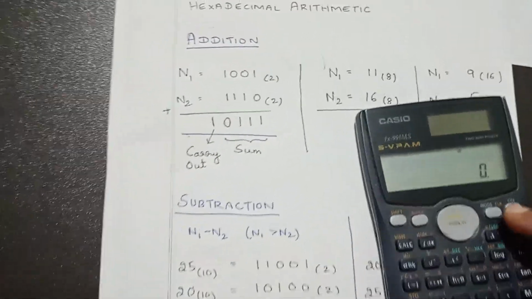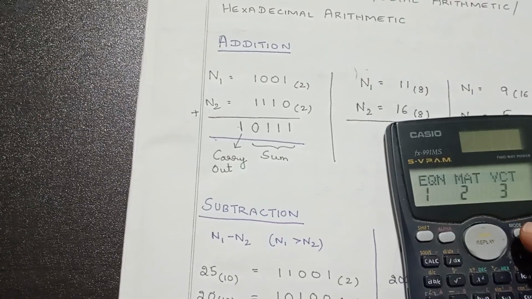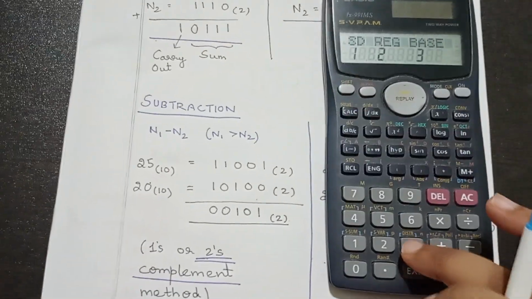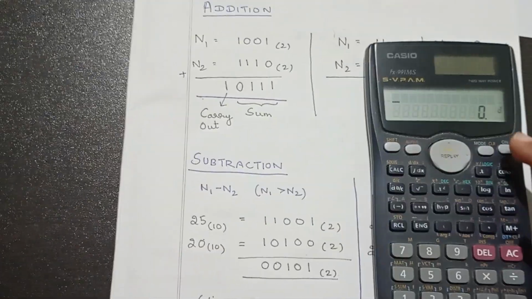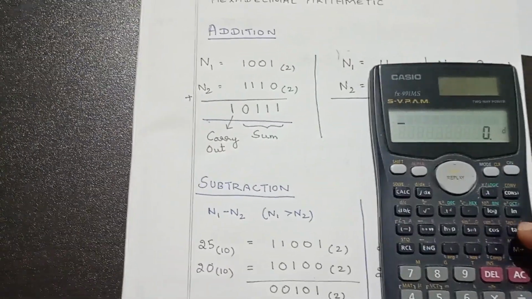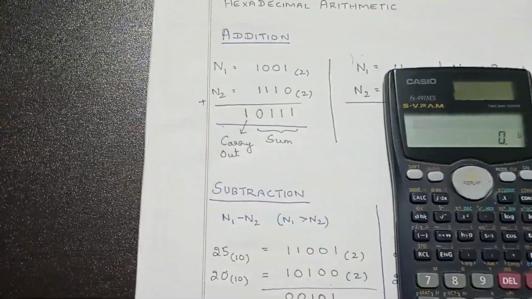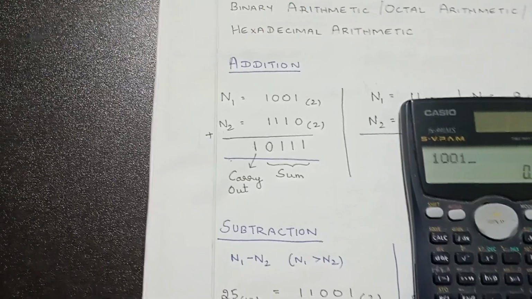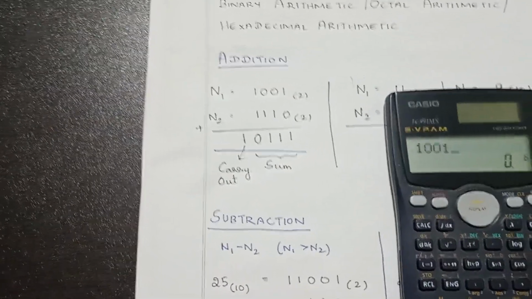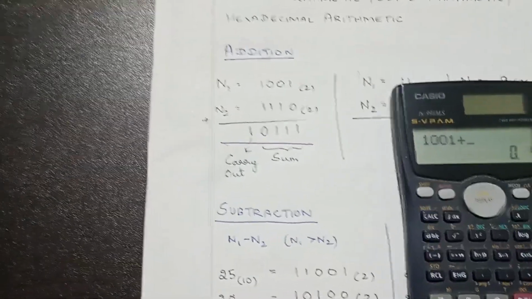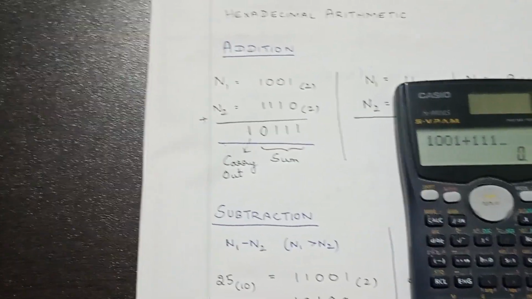For that, go to mode, keep pressing mode till you get base. Base is option number 3 here, menu is 3, so press 3. Now we are in decimal, but we want binary, so go to binary. The number is 1001 in the example, so type 1001. You don't have to store it. You can directly perform the addition. The second number is 1110.